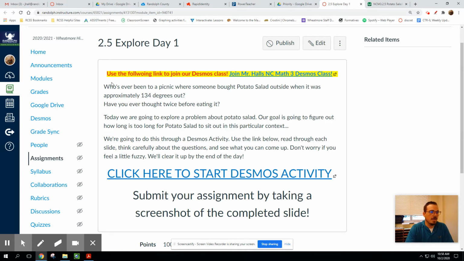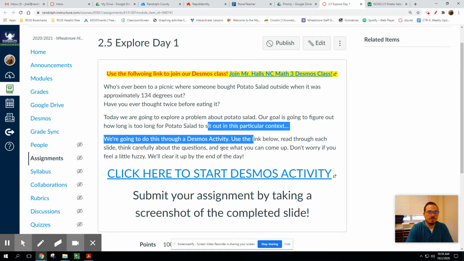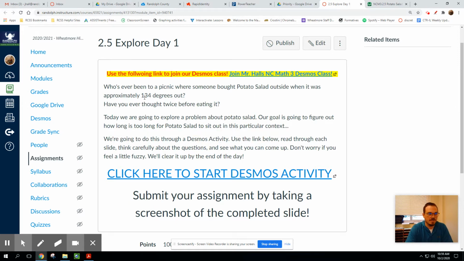Now, it says, who's ever been to a picnic where someone brought potato salad outside and it felt like 1,000 degrees outside, right? Have you ever thought twice before eating it, or did you just go right in for it and eat it? So what we're going to do is explore a potato salad problem, and our goal is to figure out how long is too long for the potato salad to sit out in this particular context. So whenever it does feel like it's 134 degrees out.